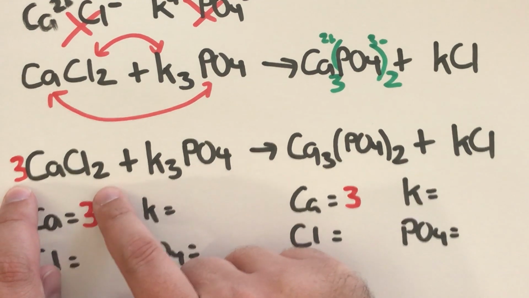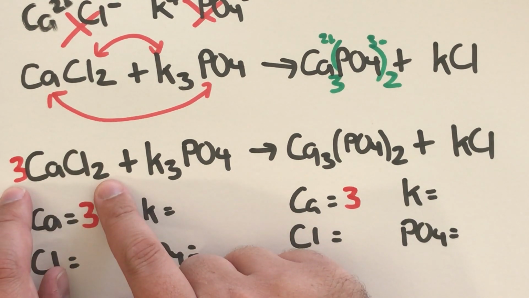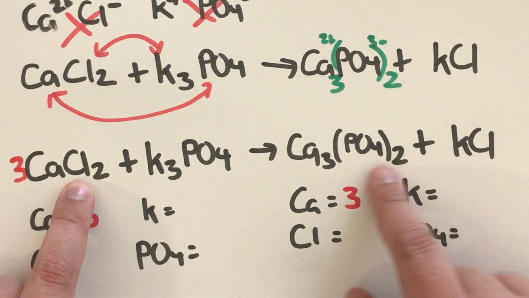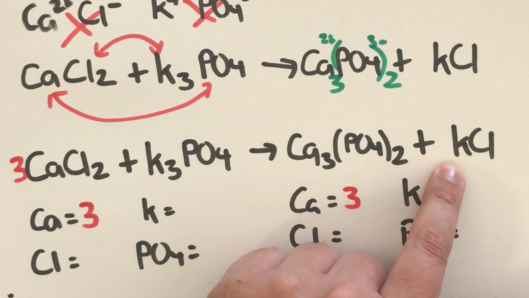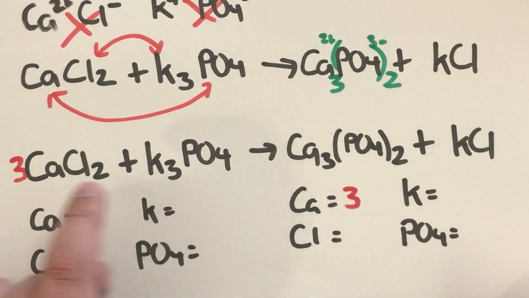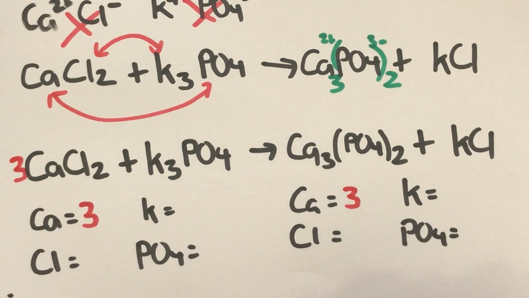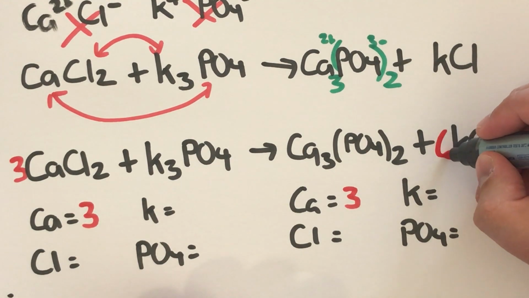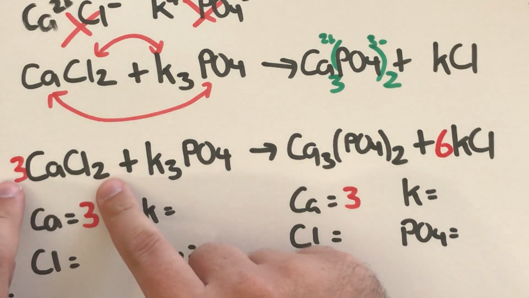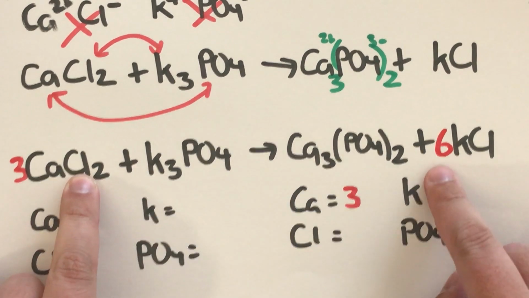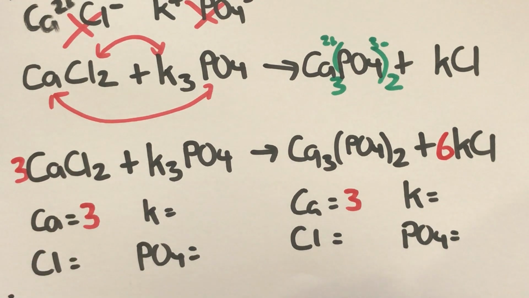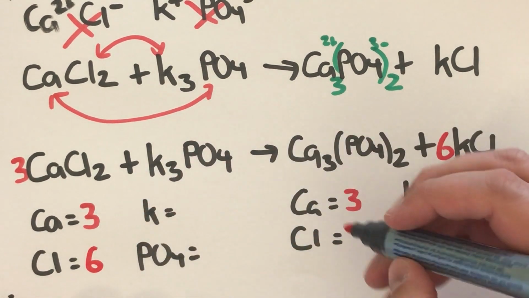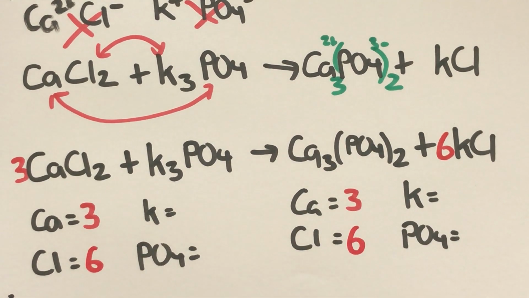So 3 times 2 gives us 6 chlorines, and on this side we only have 1 chlorine. So 6 on this side, 1 on that side. Let's put a 6 in front here. So now we've got 6 chlorines here and 6 chlorines here. And we can put a 6 down here. So we know that the chlorines, at least at the moment, are balanced.